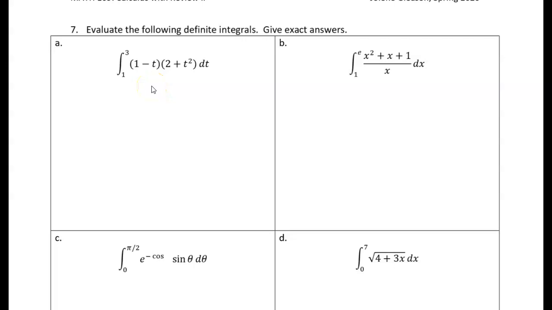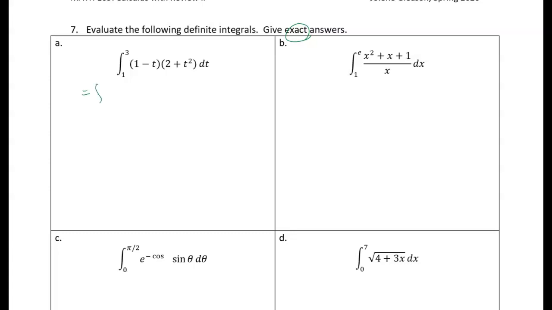All right, so we're doing definite integrals now. We have limits of integration and we're asked to give exact answers. Now you could actually do this with substitution, but it's actually easiest just to multiply this thing out. FOIL these two binomials.